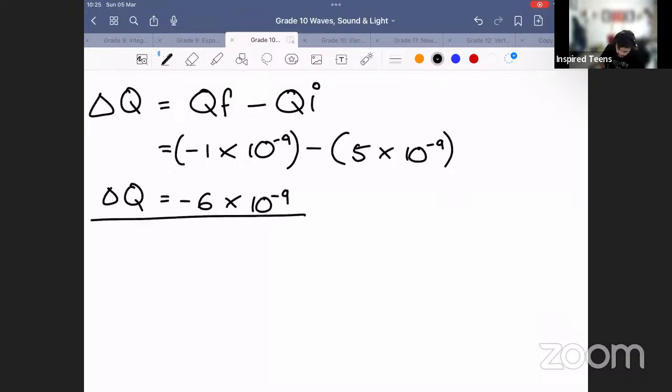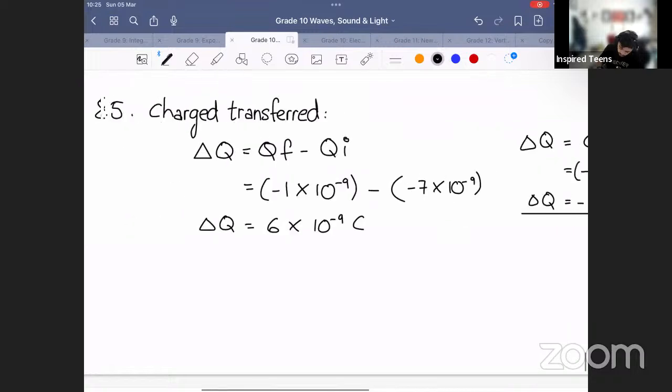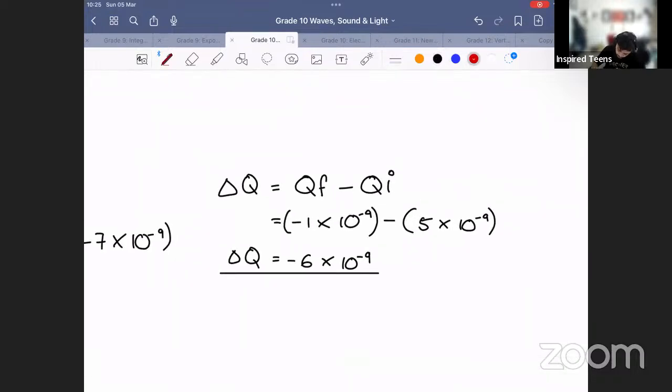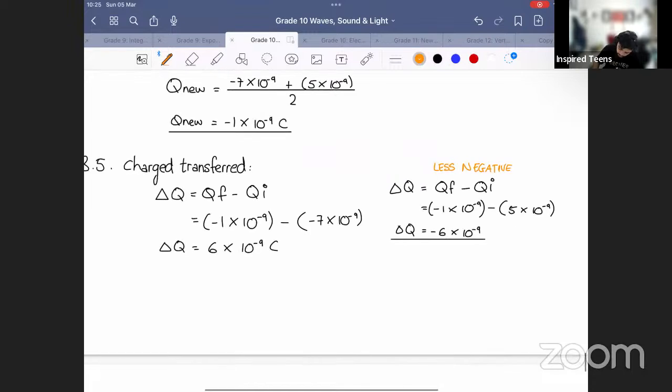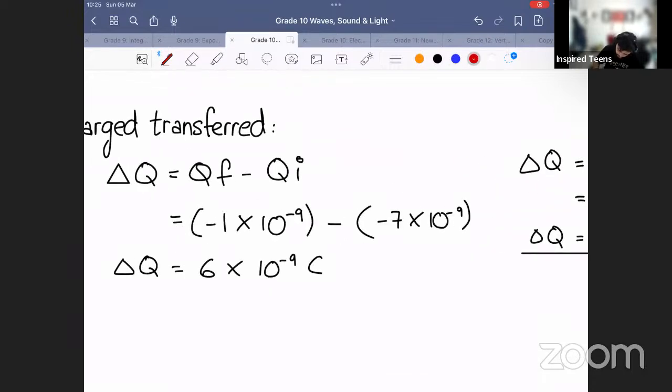So the change in charge is -6 for the more positive. Remember, 5 was the more positive. Sorry, we call it the less negative. So if I chose the less negative initial, I'm going to get a negative answer, and I'll explain why in a bit. But when I chose the more negative, I got a positive answer.